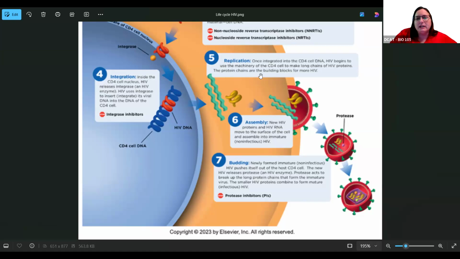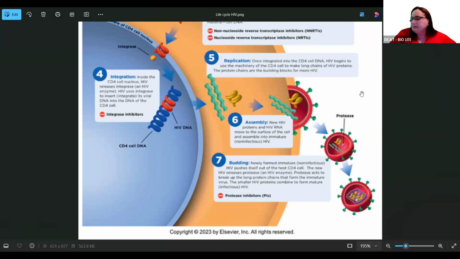So the protein chains are the building blocks of HIV, okay? So these long HIV protein chains are the building blocks of the HIV. And when you get to nutrition, you're going to learn that proteins in our body are the building blocks of our body, okay? So the HIV protein is the building block of the HIV virus. So this is replication, okay?